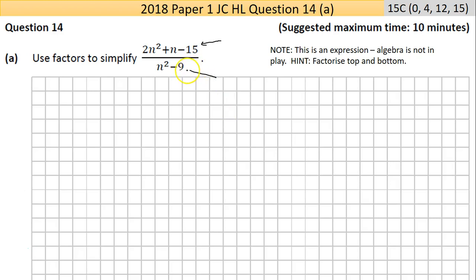And looking at it here, actually, it's the same with the bottom, but they're just different types. This is what we call a full quadratic, and this one you can solve using the difference of two squares. So we have to find the factors of both those quadratics and then see what happens.